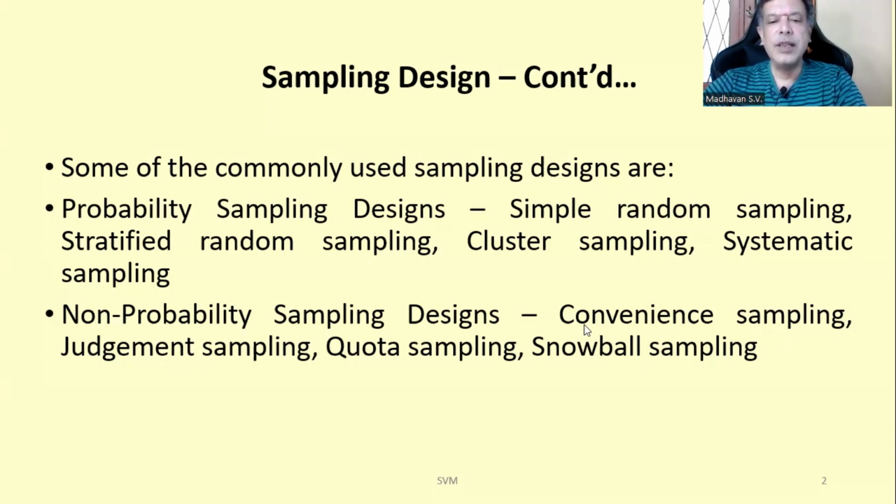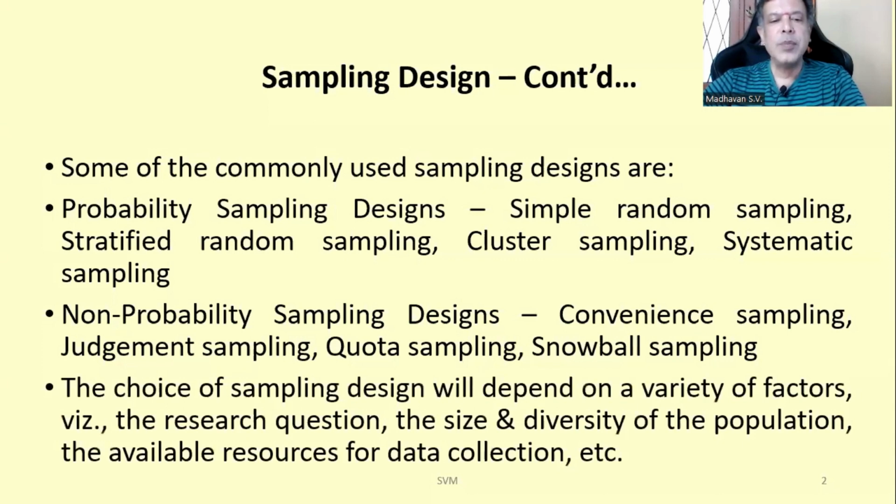Each of these sampling methodologies, that is simple random sampling, stratified random sampling, cluster sampling, systematic sampling, convenience, judgment, quota, and snowball, are all discussed in detail in my other video, the link of which I am sharing in the description. Let us move on further.